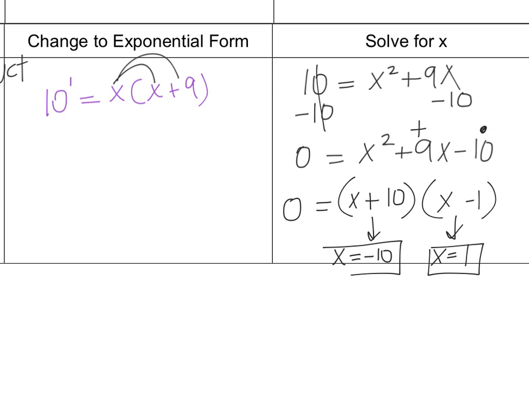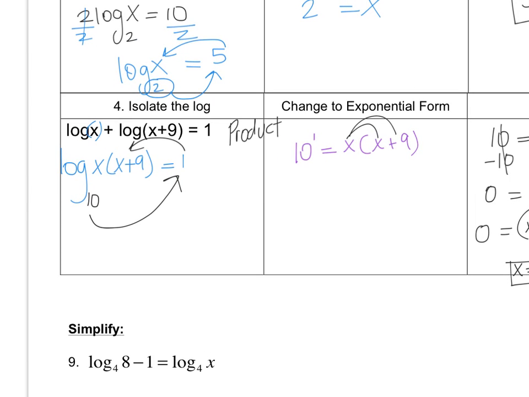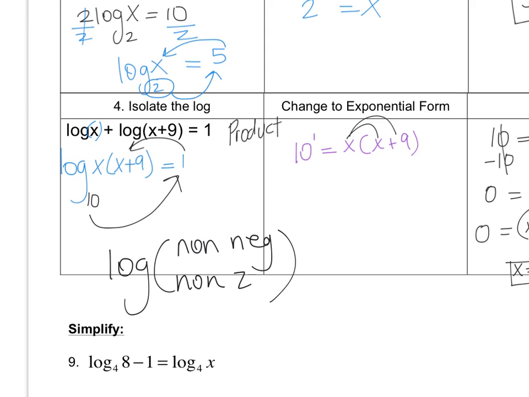Now remember to always check your answers. Let's check negative 10. So we need to plug negative 10 in for x. So log of negative 10, does that make sense? Remember what we said is that inside the log, I have to have a positive, non-zero number. So log of negative 10 does not make sense, because with a base of 10, 10 to the power what would give me negative 10? That is impossible. Think about it.